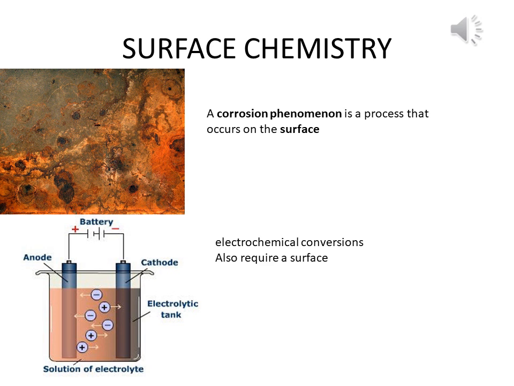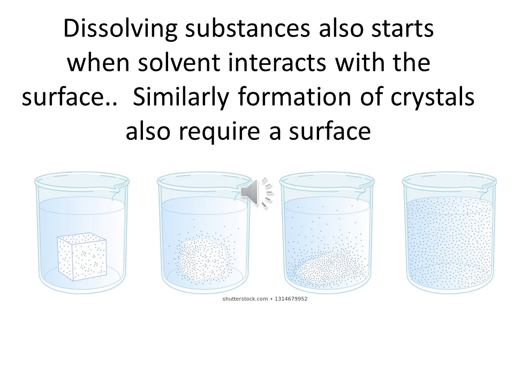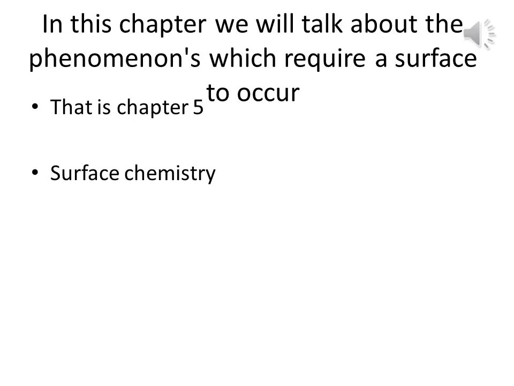We all have noticed how corrosion takes place. It starts from the surface. Similarly, in an electrochemical conversion, the ions move towards the surface of the electrodes. Even in dissolving substances, solvent interacts with the surface. Similarly, during formation of crystals, also we require a surface. So, the fifth chapter of chemistry is about the phenomena which require a surface to occur.